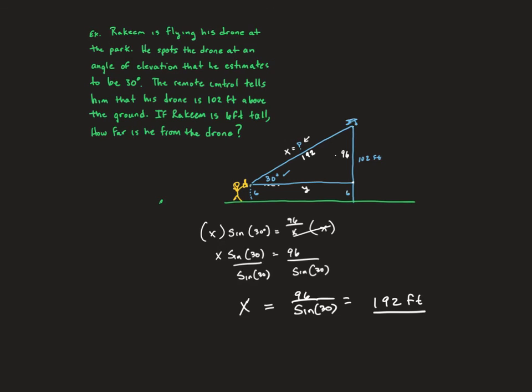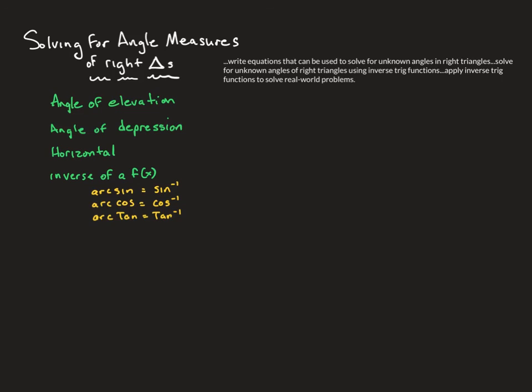So again, we can use our functions to figure out distances, and we want to solve for the angle measures of right triangles. Remember that elevation, depression, and the horizontal are words we need to be comfortable with. And then our inverse functions: arc sine, the inverse of sine; arc cosine, the inverse of cosine; and arc tangent, the inverse of tangent. So we work with our inverse functions to figure out angle measurements based on the ratios.